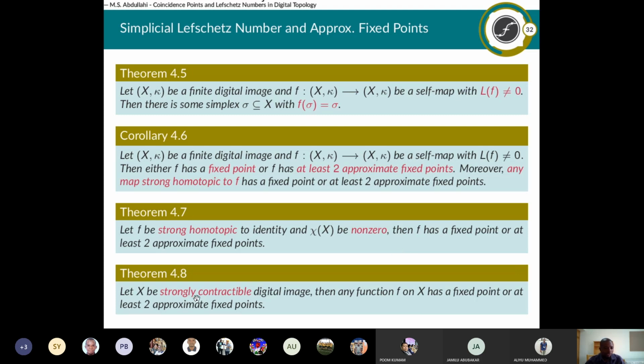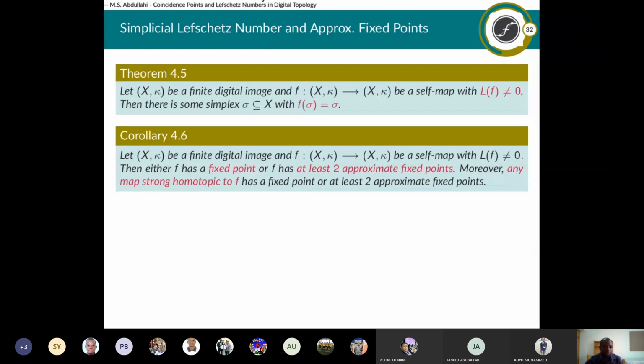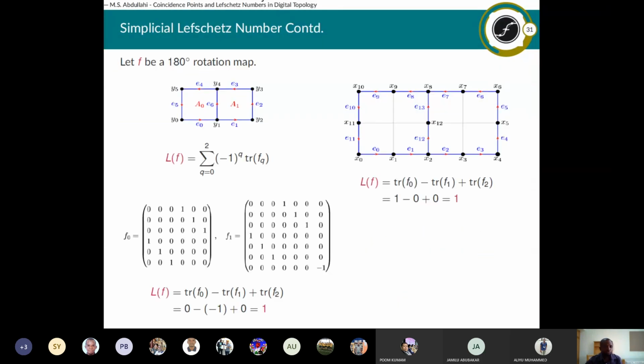Another situation we consider is what will happen if our X is strongly contractible. That means it is strongly contractible to a constant mapping, and in that case we know the Lefschetz number of the constant mapping is 1, which is non-zero. So by Corollary 4.6, we will end up having either a fixed point or at least 2 approximate fixed points.